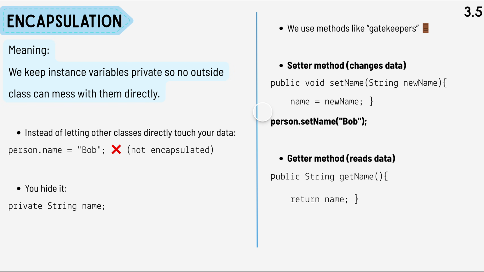Encapsulation means keeping the instance variables private, so no outside class can mess with them directly. That's basically what we said right now. So if I wanted to change the person's name, then I can't just do person.name = Bob. That does not work. You need to hide it and keep it private. So if I wanted to change it, then I should make a public method that actually changes it. That would be called a setter method that changes data, and things that get data would be called a getter method.